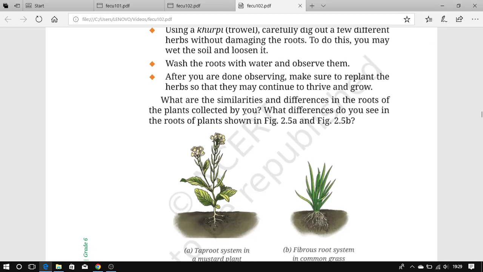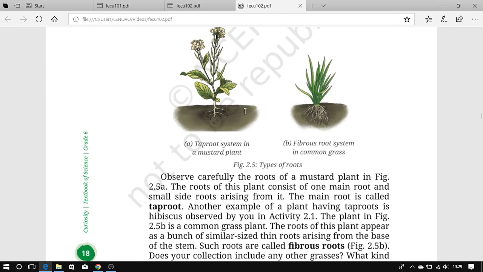After you are done with the observation, make sure to replant the shrubs so that they may continue to thrive and grow. What are the similarities and differences in the roots of the plants collected by you? What difference do you see in the roots of plants shown in figure 2.2a and figure 2.2b? And in different plants, as you see, note it in your notebook.